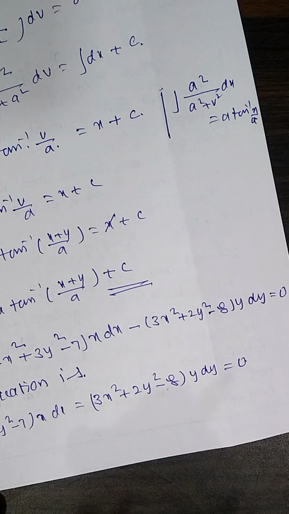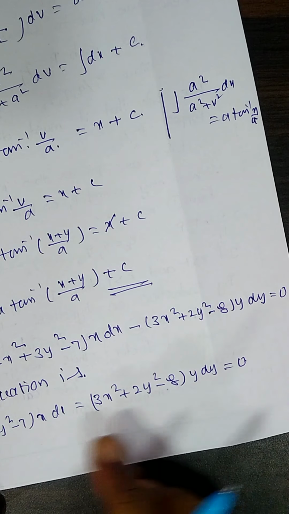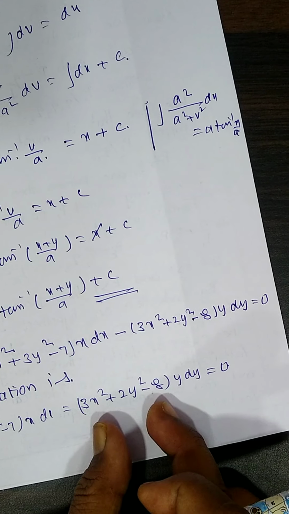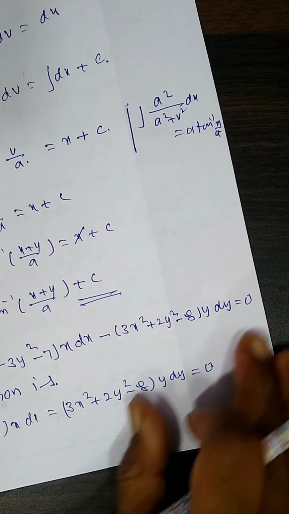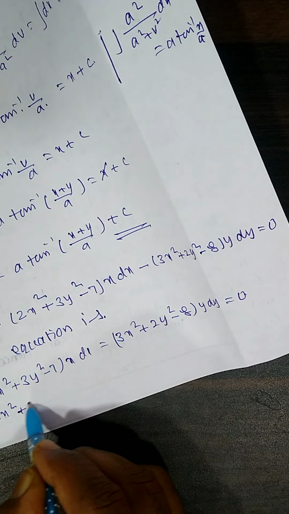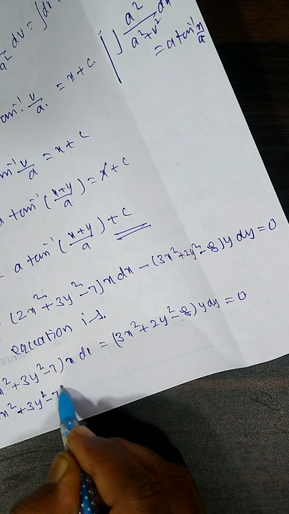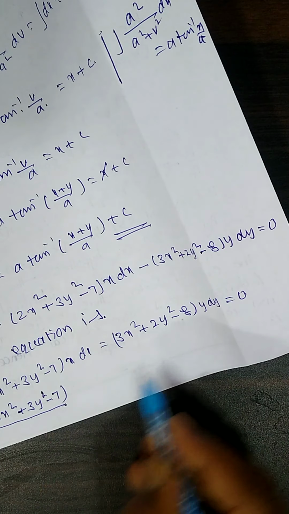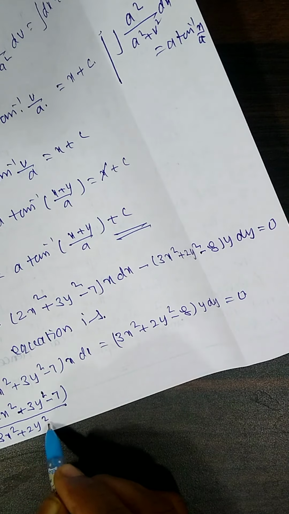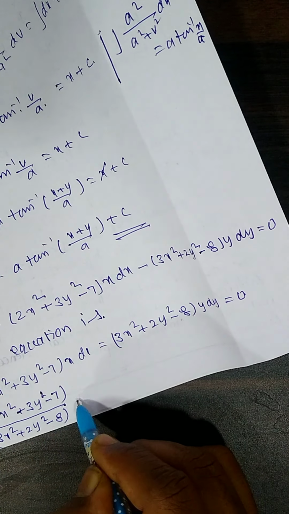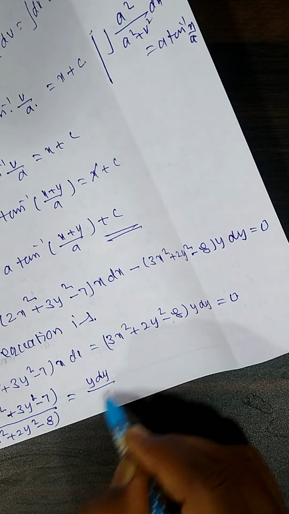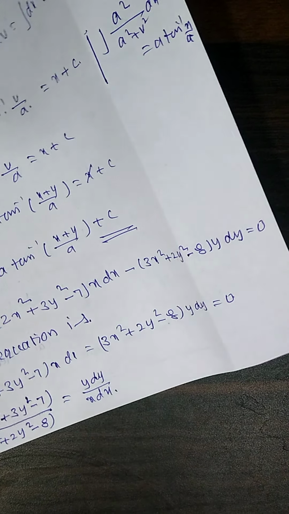Now here dy by dx: this x dx we bring from LHS to RHS and this total term we bring from RHS to LHS. That's why we can write here 2x square plus 3y square minus 7 divided by 3x square plus 2y square minus 8 equal to y dy by x dx.